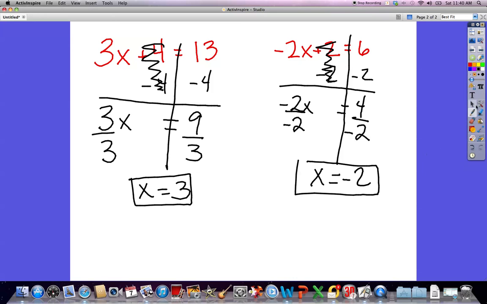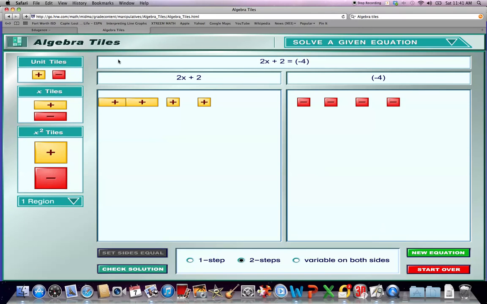I want to show you one more thing before we go. And it is a cool little website that I just Googled up here on the top right. I Googled algebra tiles. And then this is kind of what I found. It was a version of algebra tiles to show you things that we do in class. Well, here's my equation. It says 2x plus 2 equals negative 4.